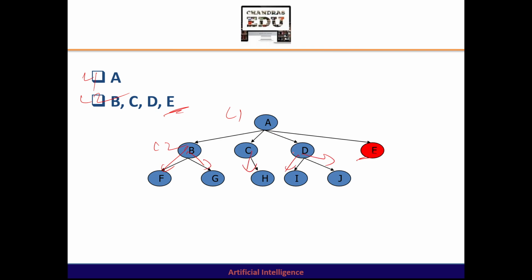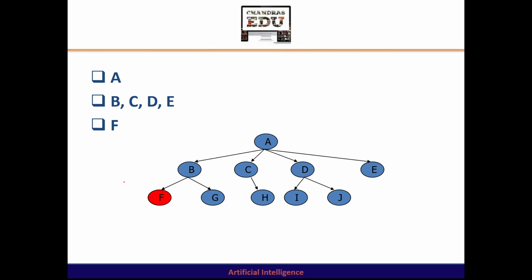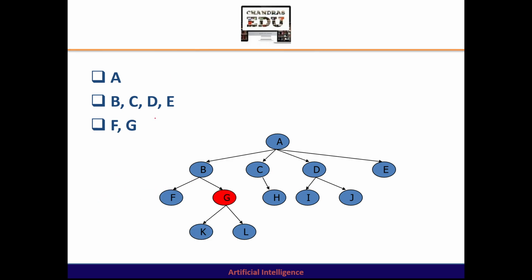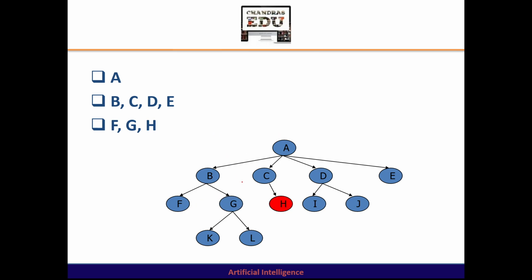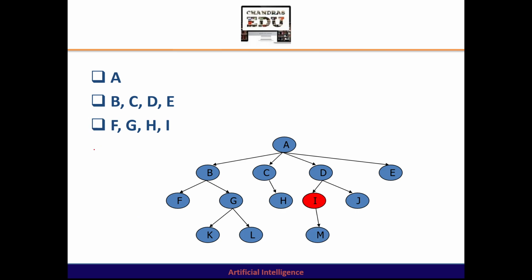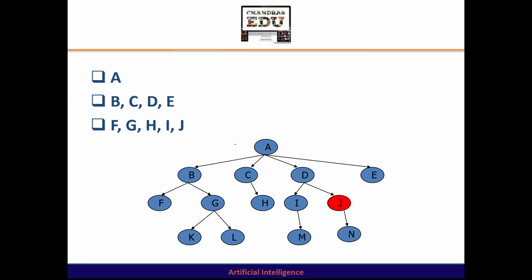Okay, next when you go to the next level, the first element is F, then G, then we can find the next element in level 3 as H, and next I is the next element. Next, J is also an element in level 3. This is the level 3 solution.